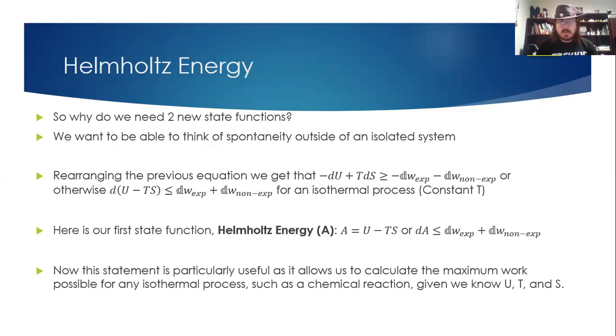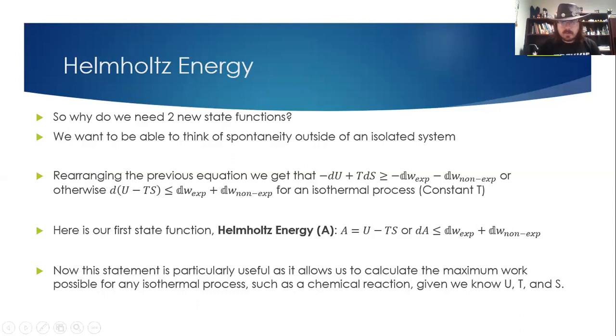So why do we need 2 new state functions? Well, we want to be able to think of spontaneity outside of just an isolated system. We want to think of the overall spontaneity of something, or the spontaneity in the surroundings, so we're going to look at a way to quantify this in a different, easier way. We're always going to try to make things easier, but with PChem it always seems to work the opposite.